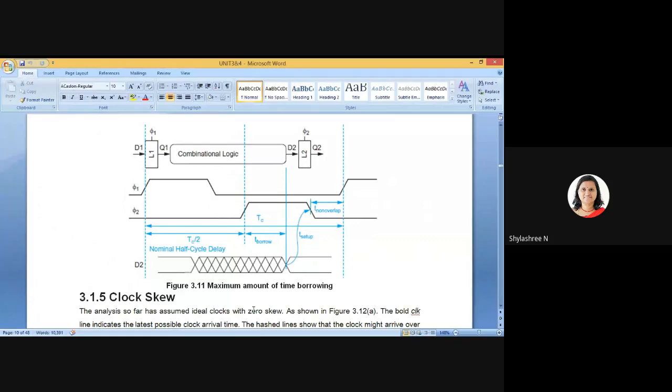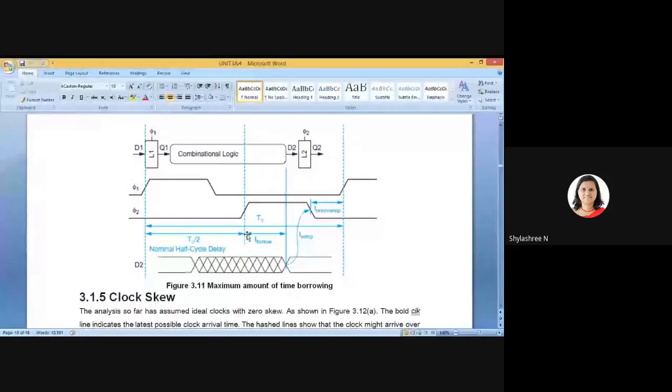In case of a two-phase latch based system, it can borrow TC by 2 minus TPDQ. You can see the timing diagram here. TPDQ means clock to Q propagation delay. For the maximum amount of time borrowing, propagation delay is coming into the picture. For the minimum amount of time borrowing, contamination delay is coming into the picture.